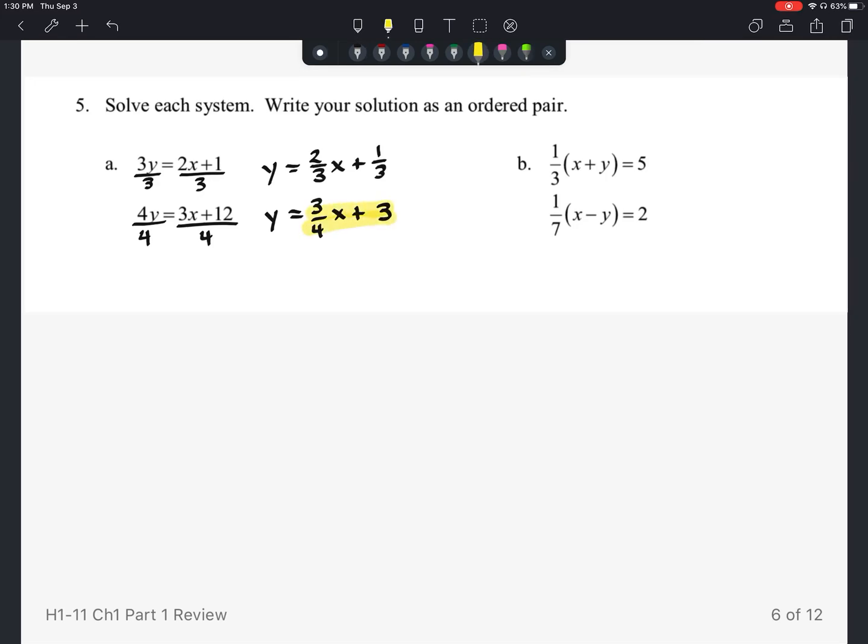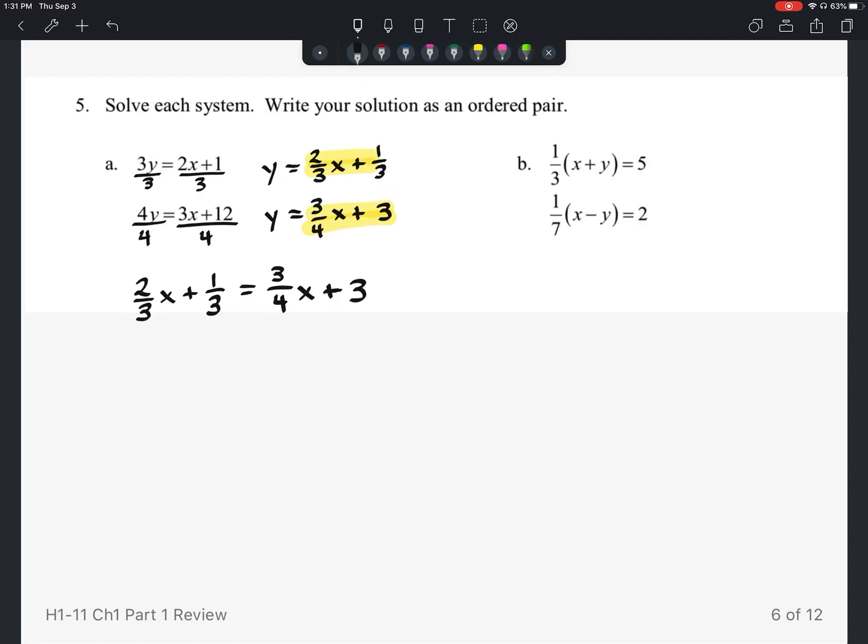And now, since 3/4 x plus 3 and 2/3 x plus 1/3 both equal y, we know these two things are equal to each other. Let's just take it and set it equal. We have 2/3 x plus 1/3 equals 3/4 x plus 3. And we can solve that.